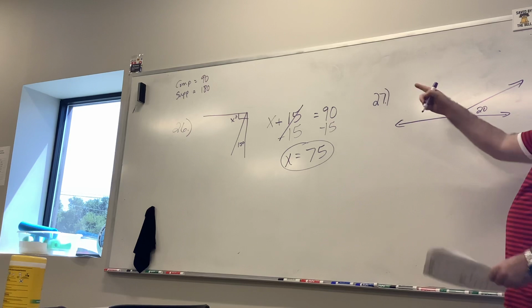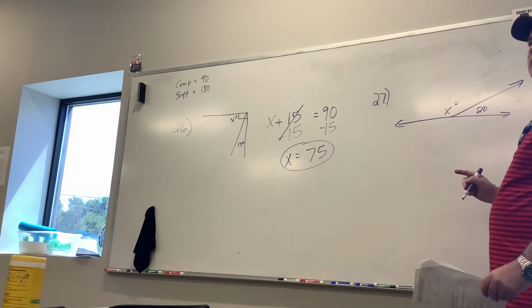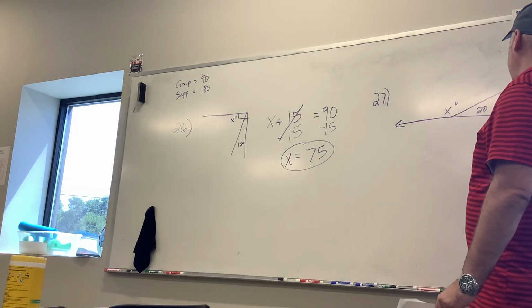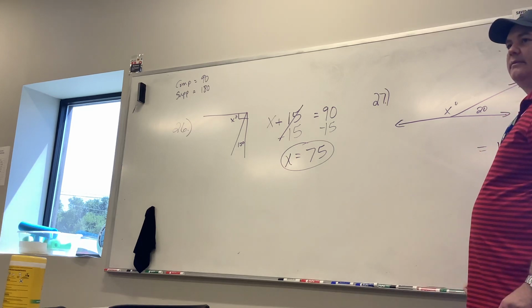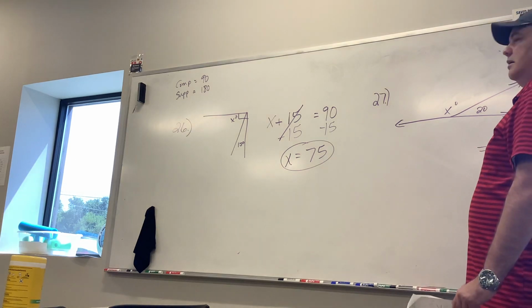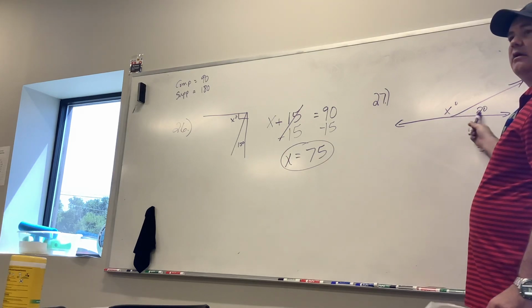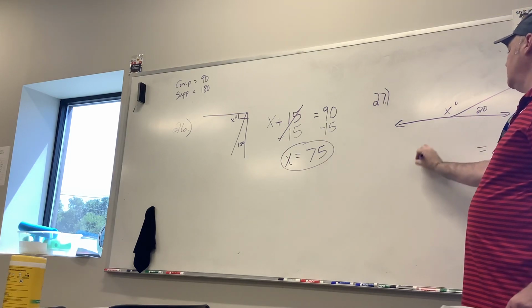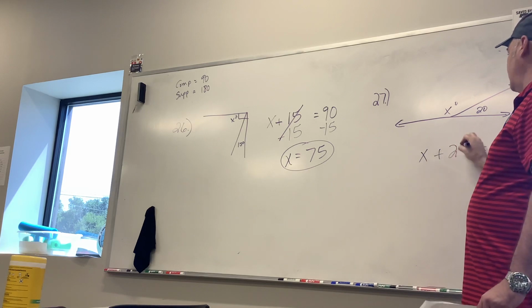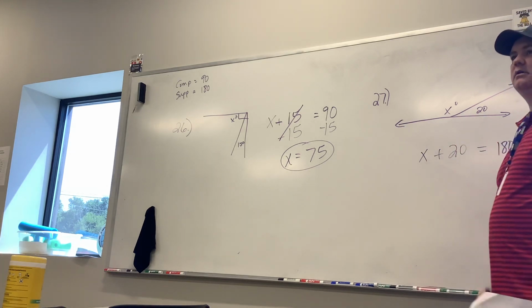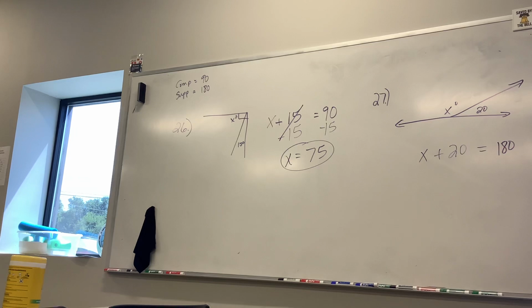So is this one complementary or supplementary? Supplementary. So instead of equaling 90, it's going to equal 180. And if I add the two together, that's what gives me 180. So it's going to look like this: X plus 20 gives me 180. See where I got that? That angle plus that angle. That angle is X, plus that angle is 20, equals 180.